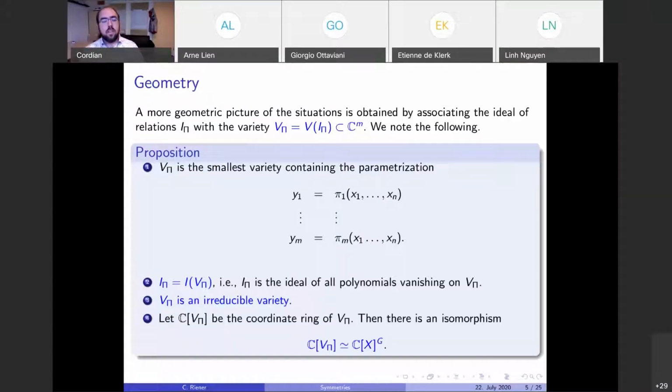And if you look at the coordinate ring of this variety, then there is a natural isomorphism between this coordinate ring and our invariant ring that we just set up. This is a little bit too much algebraic geometry language. Just think of it this way: I have a system of equations, y1 to y_m, that I want to solve for x1 to xn, and the points in the variety are exactly my solutions.